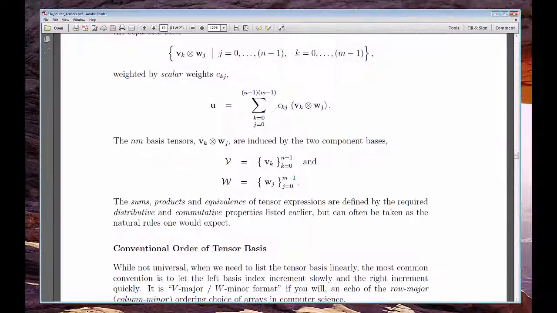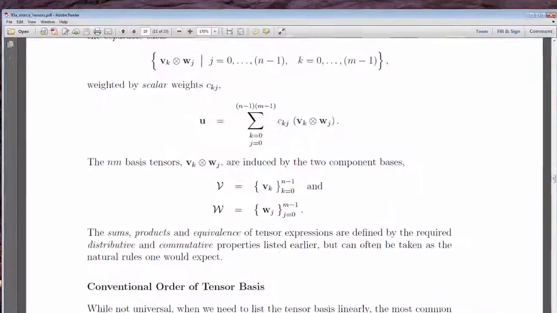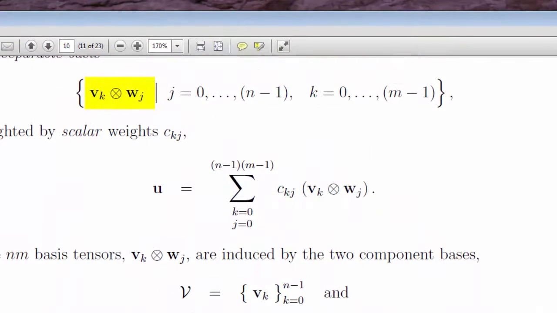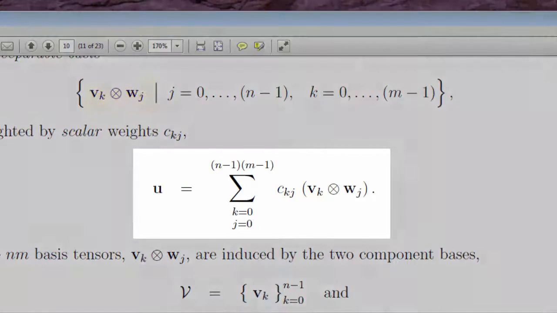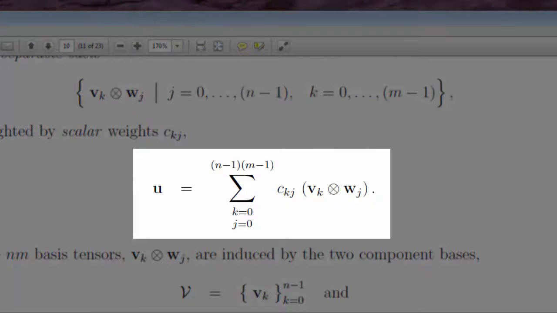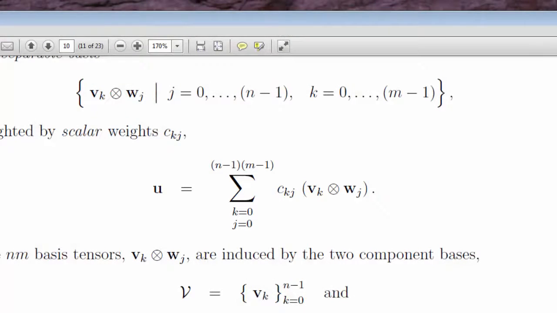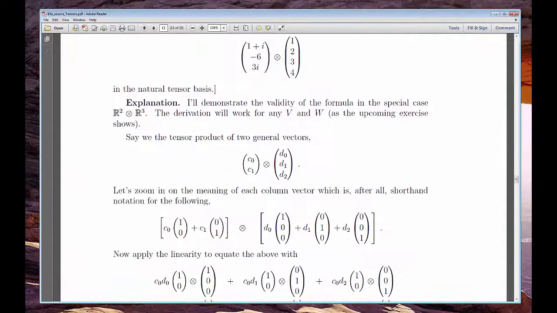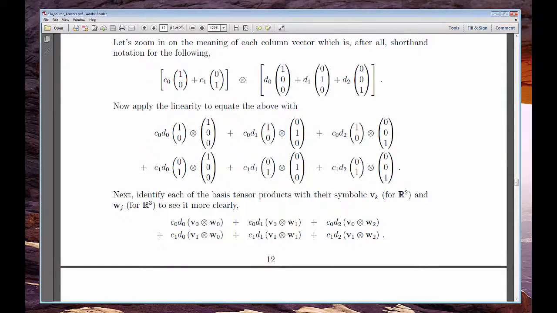If V has dimension n and W has dimension m, then the basis for the product space consists of the n times m separable products formed from the 2 component bases. And all other vectors in the product space are linear combinations or superpositions of those n times m special separable tensors. When it comes to computing, I'll show you some easy rules, which admittedly take up a lot of page real estate, that can empower you to construct tensor products by hand and sometimes in your head.